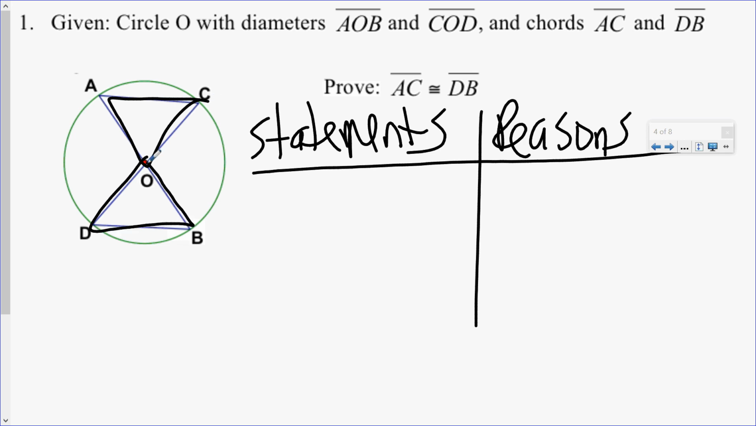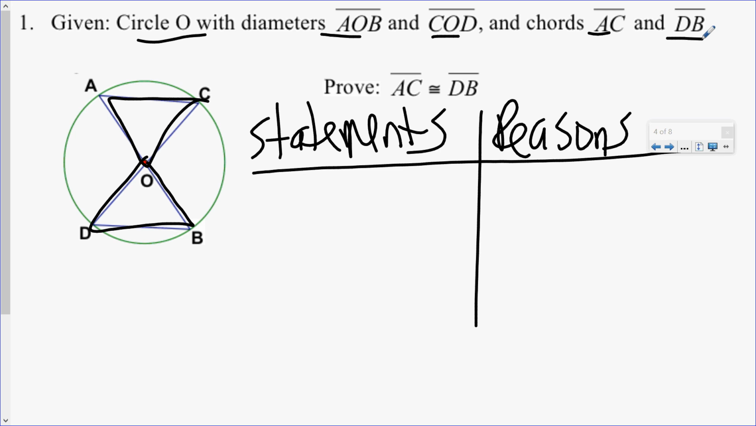So, to get triangles congruent, I need to prove 3 things. Are there any givens? There's nothing. It's telling me that it's a circle, diameters, chords. It's not giving me anything. So this is going to be all circle theorems and additional tools.